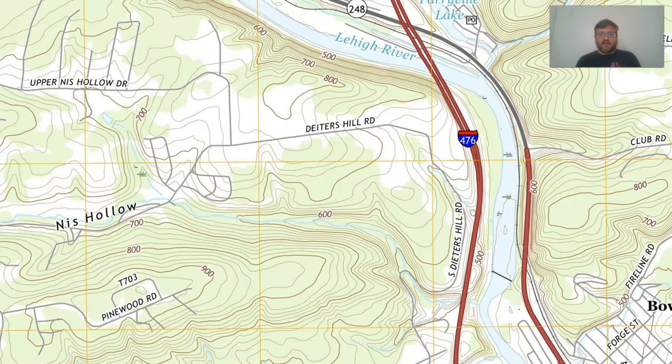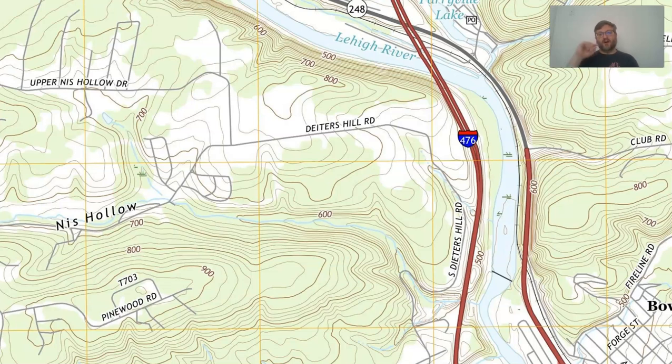So this is a map that clearly shows those darker index contours. And we can see it really well if we look at where Dieters Hill Road is, and just north of that, between that and the Lehigh River, we can see several of those darker index contours, right? There's a 500 near the Lehigh River, that's 500 feet of elevation, then the next one is 600, the next one 700, the next one is 800. So we can say that the contour interval for the index contours is 100 feet.